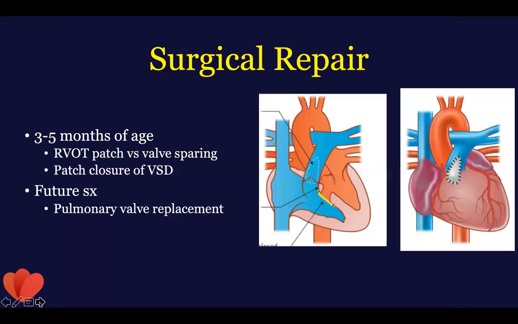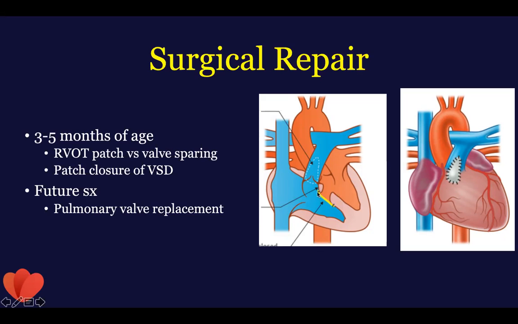So these patients, again, do well after delivery, depending on how big or small their branch pulmonary arteries are. They usually undergo surgery at 3 to 5 months of age, and sometimes need a palliative step if their branch pulmonary arteries are small or discontinuous. The main surgical repair is done at 3 to 5 months.